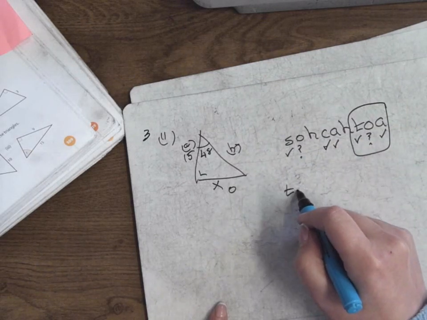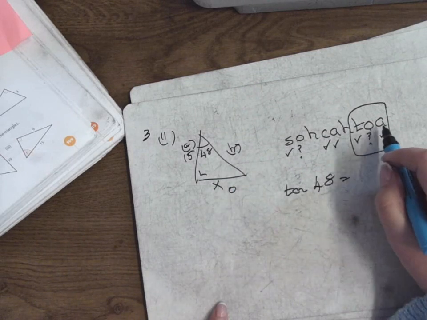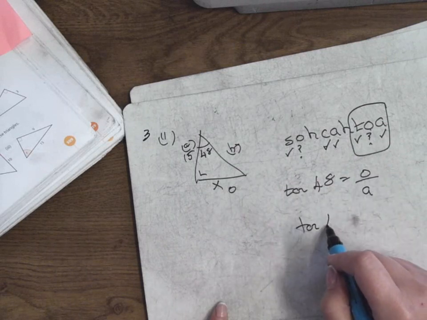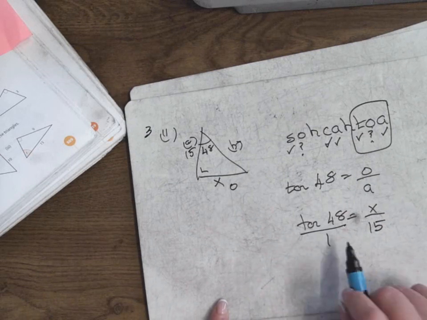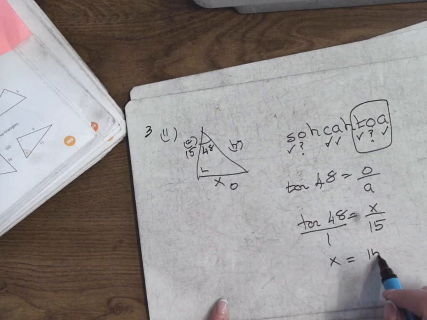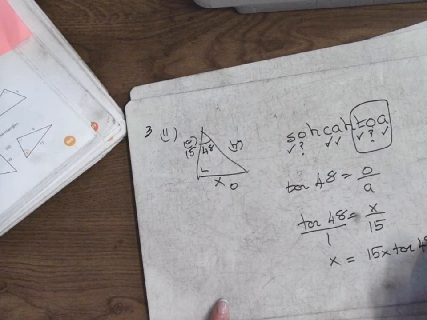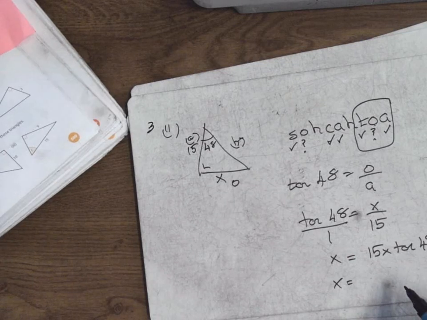So it has to be tan of an angle, so it's tan of 48, and the formula is O over A. So fill in O and A. O is X, A is 15, and then you cross multiply. So put that over 1. 1 by X is X, 15 by tan 48 is 15 multiplied by tan 48, into the calculator, press equals. Number 3 was rounded up to one decimal place again. Okay? So, answer?